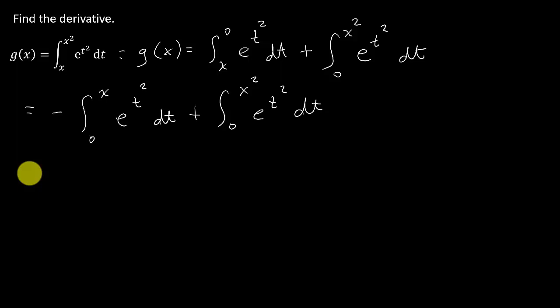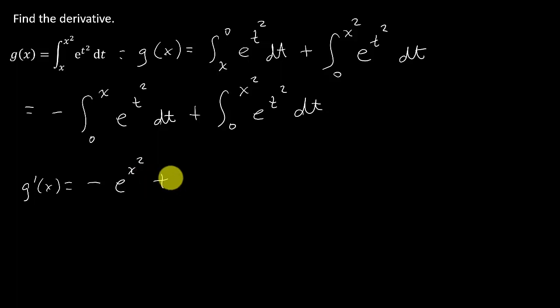All right, so now we're ready to find the derivative. I'm just going to take the derivative of each one. So I've got g prime of x is equal to, well, that's going to be negative, and so that's going to be e to the x squared. And then I can multiply by the derivative of x. The derivative of x is what? 1. So that would just give us 1 times e to the x squared.